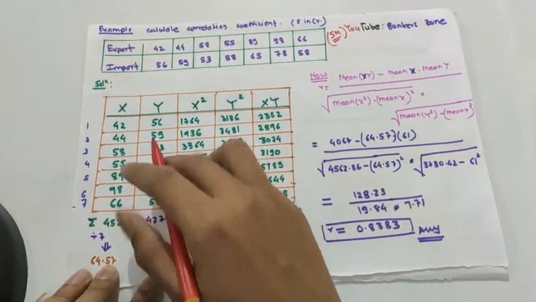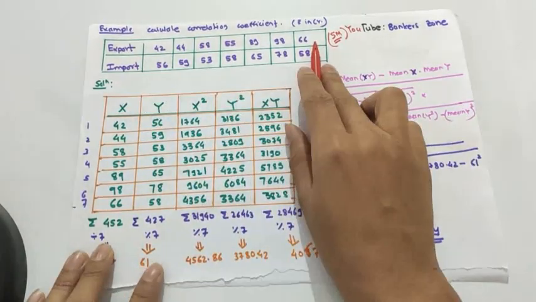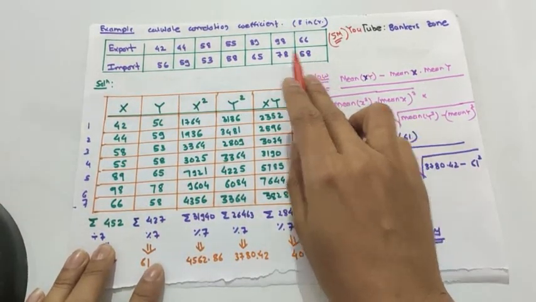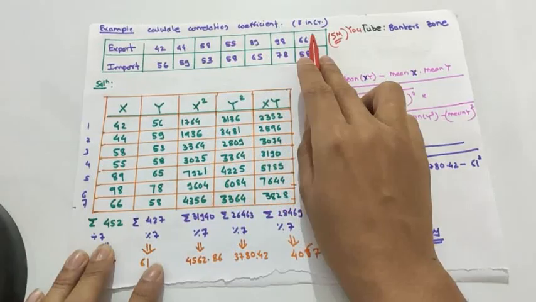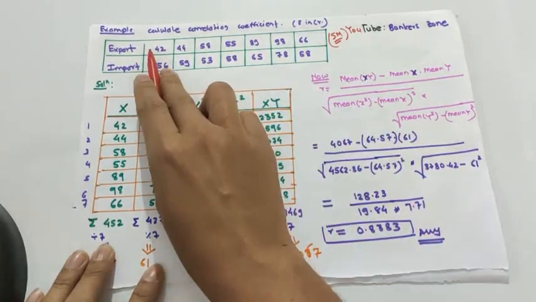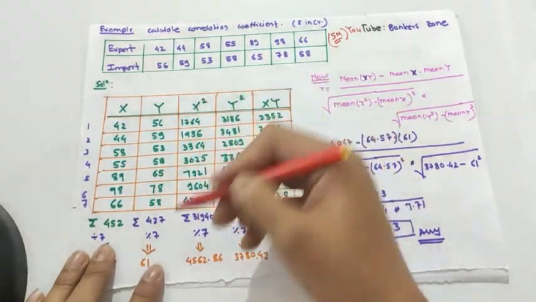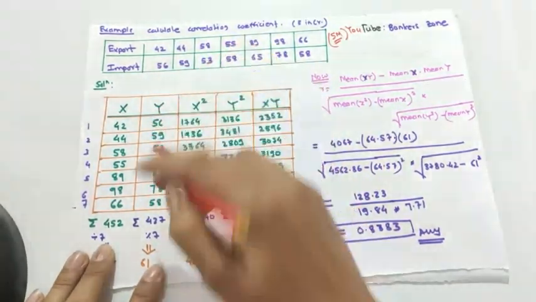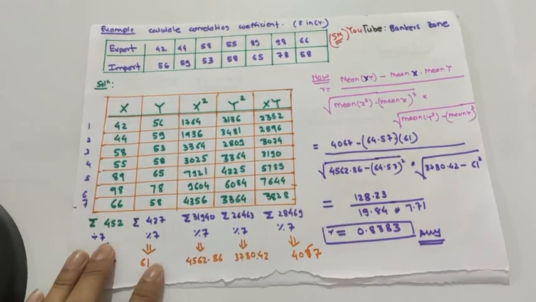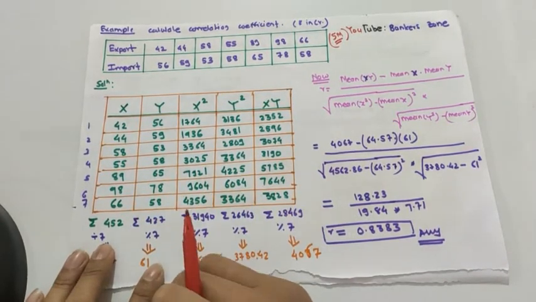See friends, export is given and import is given. That means you have to decide the values of x and y. Here export and import are given. That means there is no dependent variable, so you can take any value as x or y.